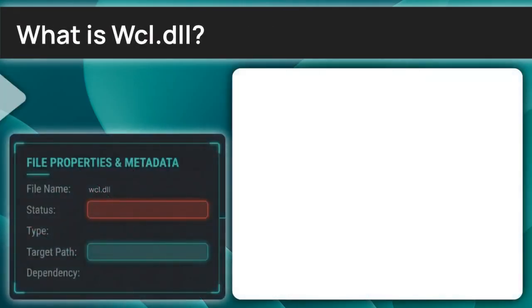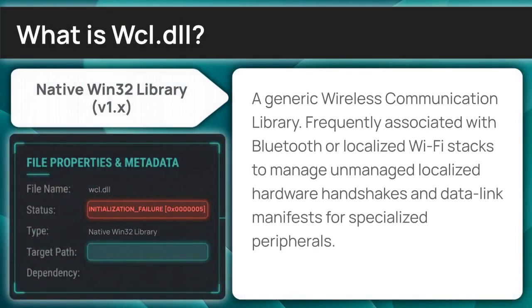This is the Wcl library, a generic wireless communication library, frequently associated with Bluetooth or localized Wi-Fi stacks to manage unmanaged localized hardware handshakes and data link manifests for specialized peripherals. Since we've covered what this file is, let's move to the primary fix.